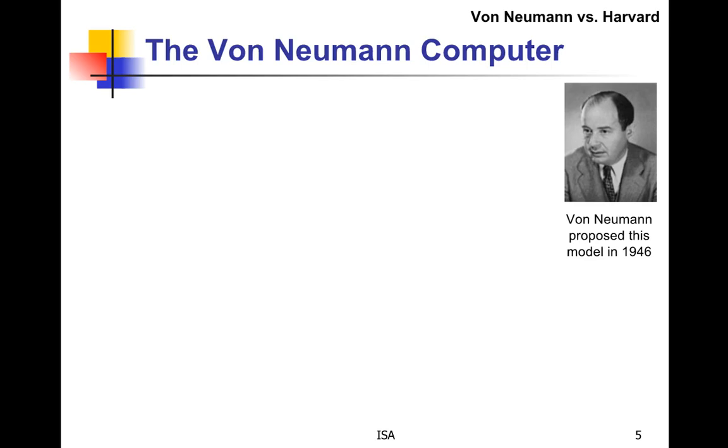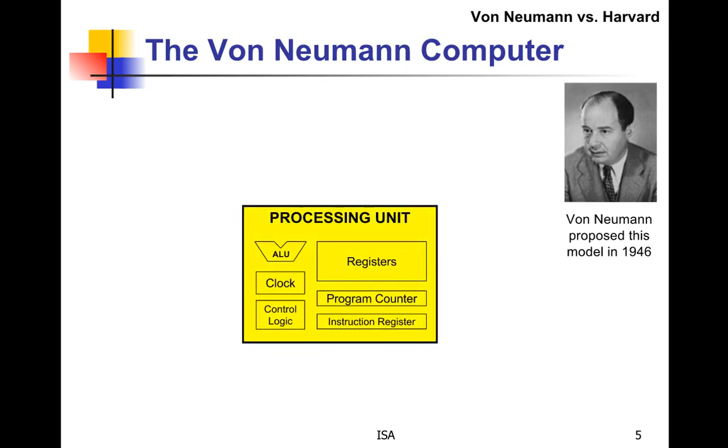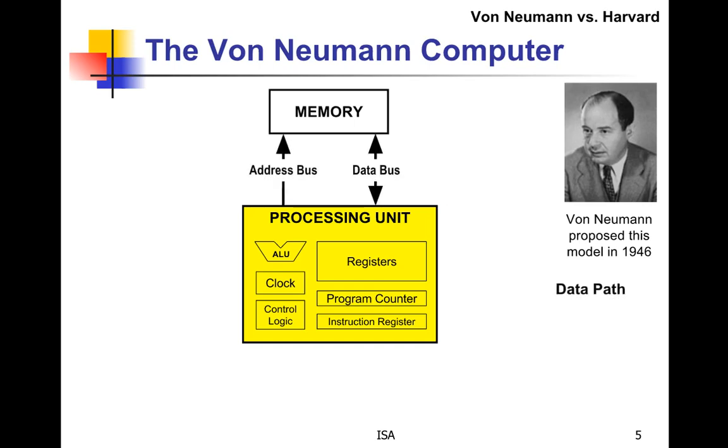Now let's look at the von Neumann architecture. There's von Neumann over there, who proposed this in 1946. Famous mathematician. So here's what he said you could do. You could have a processing unit. It has an ALU, clock, control logic, a program counter, and instruction register and regular registers. And you just have one memory, and one address bus going to the memory and one data bus going to this processing unit.